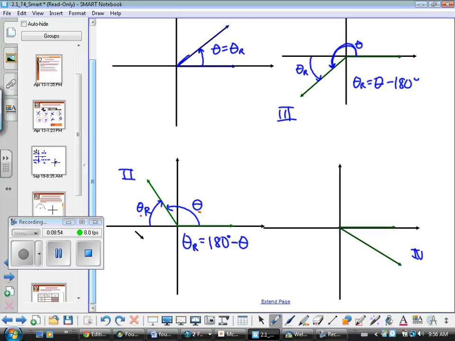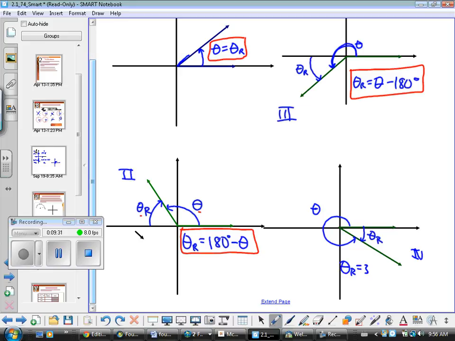Notice, in the first quadrant, they're the same. In the second quadrant, it's going to be 180 minus the angle. In the third quadrant, it's going to be the angle minus 180. And maybe you can figure out on your own what it's going to be in the fourth quadrant. In the fourth quadrant, we're looking at an angle like this, but our reference angle is going to be here. Hopefully you notice that they add up to 360, because it's just the rest of the way around. So your reference angle is just going to be 360 minus your angle.